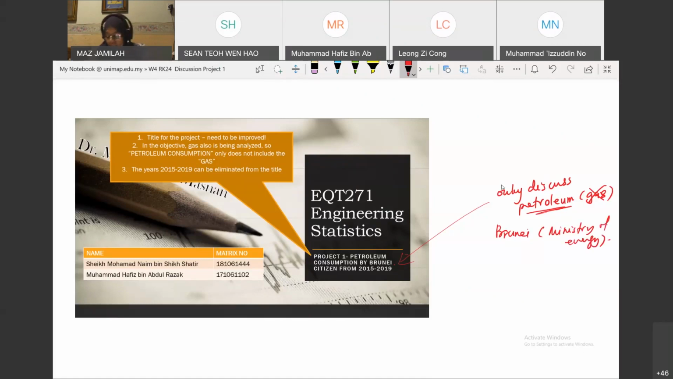Okay, so why am I saying this? Let us see later. Let us look at the title first. Now, the third one, you are talking about 2015 until 2019. It means that your analysis will cover 2015 until 2019 for all of your objectives.